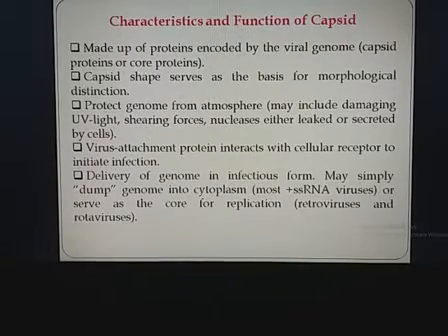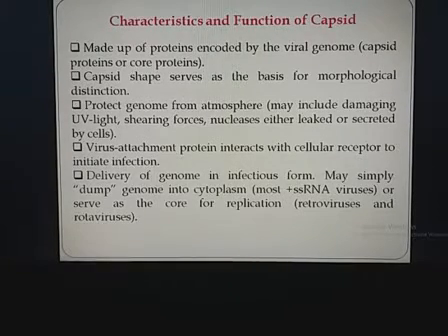That means some viruses have different types of capsid, and based on the capsid protein or capsid structure, the viruses can be categorized morphologically or taxonomically. Okay, so the capsid protein is a basis of morphological characterization of viruses. Next one, the capsid actually protects the genome of the virus from atmospheric pressures. For example, UV light, some nucleases, some physical forces. Okay, otherwise it is leaked or secreted by the cell.